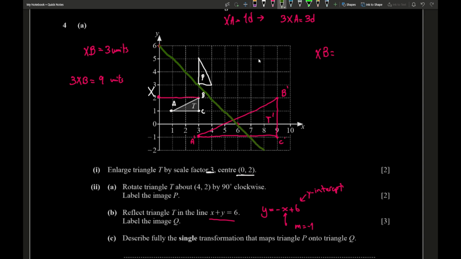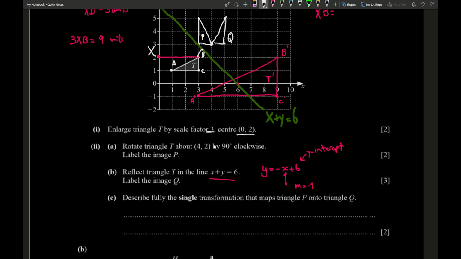Perfect. When we reflect this triangle on the line, let me write x plus y is equal to 6. We'll end up with the following triangle. B, reflected on the line, comes here, C reflected on this line comes here, and A reflected comes here. This triangle is going to be called Q.